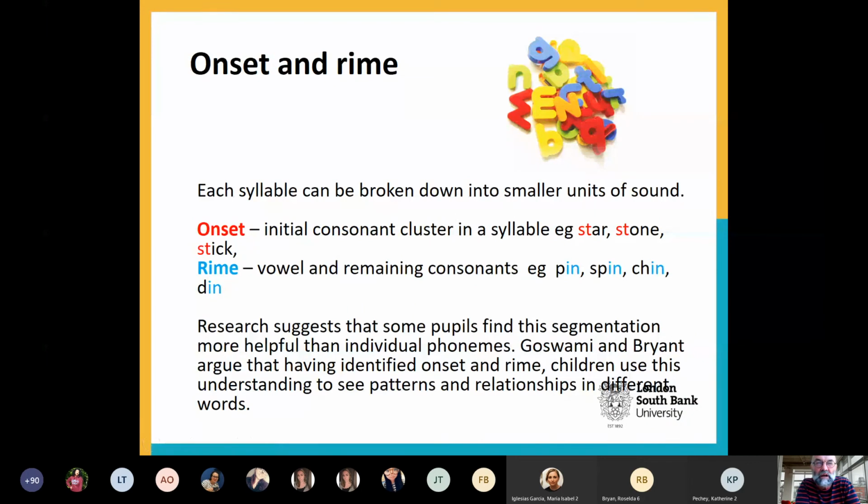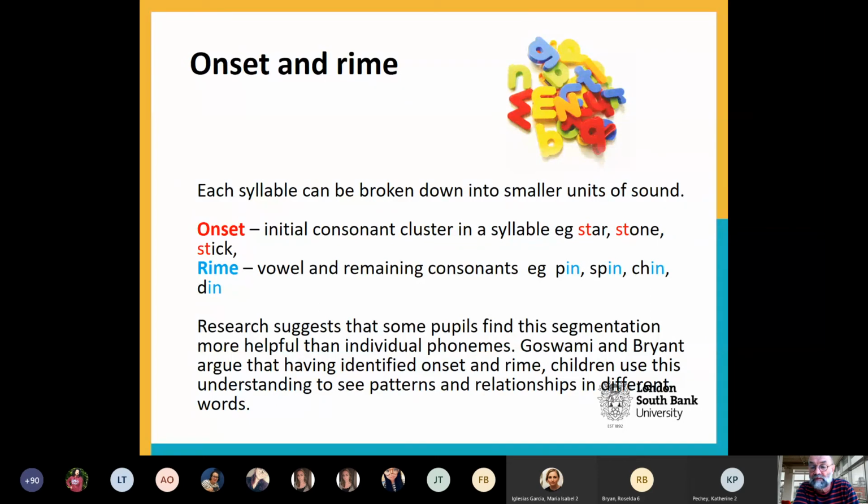Onset and rhyme. Through poetry, you might be most aware of onset and rhyme, where each syllable can be broken down into smaller units of sound. In the onset section, we've got the onsets highlighted in red. These are monosyllabic words: star, stone, stick. We can split the sounds into onset and rhyme. So we've got the st of star, the st of stone, and the st of stick. The reason that's different to phonemes is because the st can be further subdivided into the s and the t. The phoneme is our smallest unit of sound. With onset, we're talking about blends of phonemes.